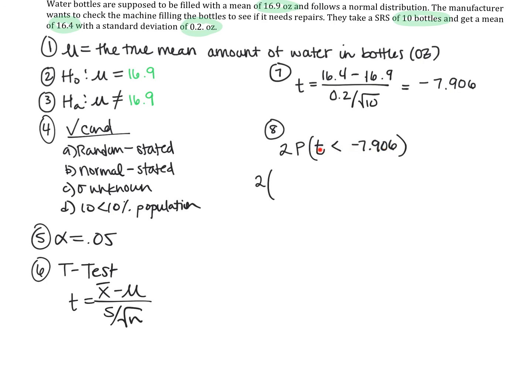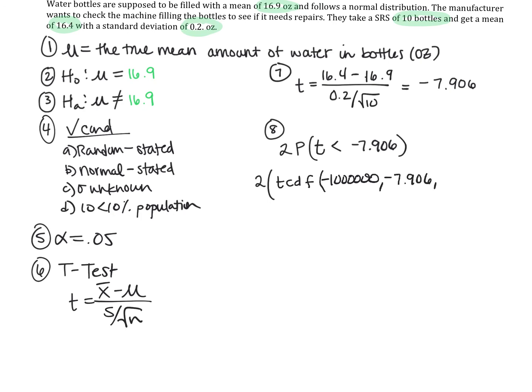Not inverse T. Not normal CDF. Not inverse norm. TCDF. Oh. I did teach you this. Yes, I did. When? A long time ago. Like unit 6, the front half. Yeah, I did. I swear. Lower bound, something big and negative. Upper bound, negative 7.906.